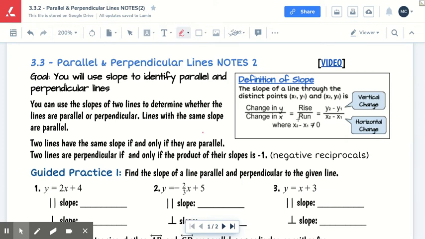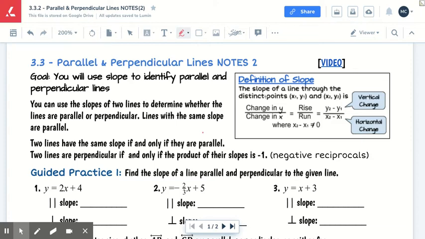Today we're looking at parallel and perpendicular lines. Parallel and perpendicular lines have a particular relationship with one another, not parallel to perpendicular, but parallel lines have the same slope. And with perpendicular lines, if you take their slopes and you multiply them, you get -1. So another way to think of that, multiplying together and getting -1, is that the slopes are negative reciprocals.